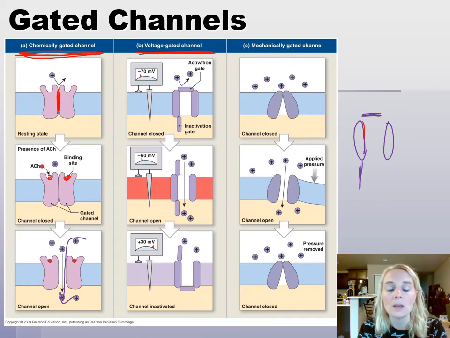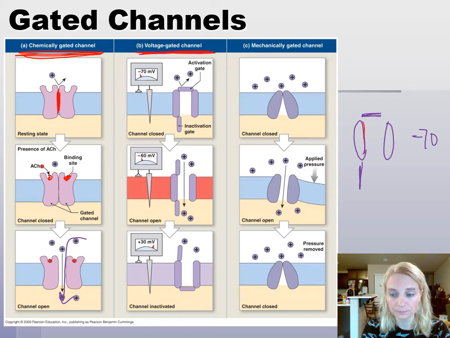and here's my gates. Okay, so at -70 millivolts, we are going to have the activation gate closed, which means sodium cannot pass through, and the inactivation gate is open. But it doesn't matter because the activation gate is closed. You just need one closed to prevent ions from moving.